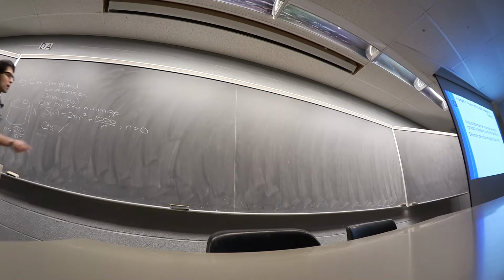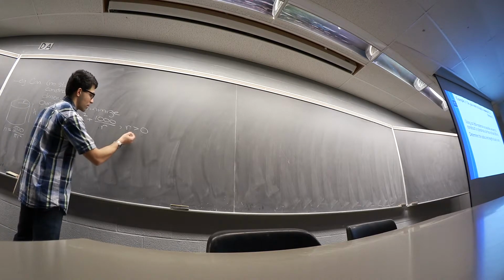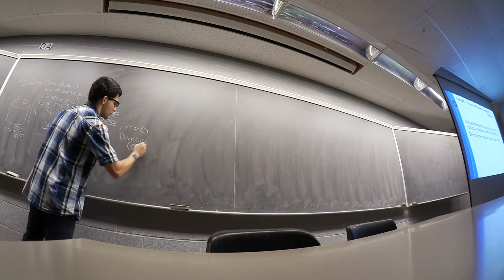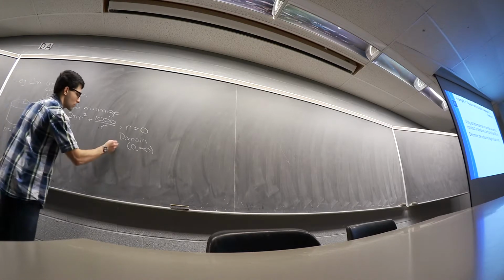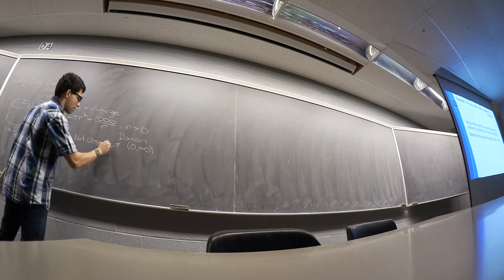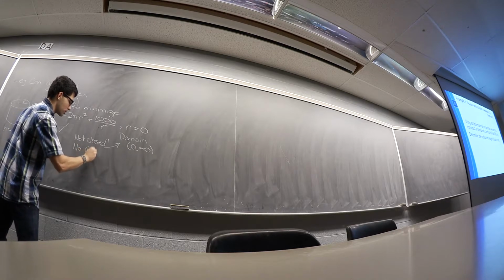Again, our domain, you could write this as, domain is this. The positive reals, and that's open, so we can't use the closed interval method, right? For the closed interval method, we need continuity and a closed domain. We don't have that, so we can't use the closed interval method. So what do we do? Not closed. So no closed interval method.